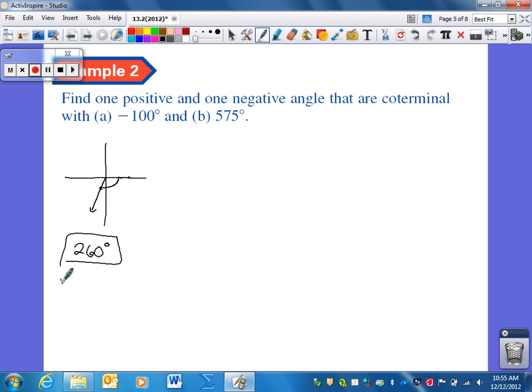So we have the positive one taken care of. But I want a negative coterminal angle. How many degrees do I have to go to here to get back to there? I got to do another 360 on top of that 100. So another negative would be a negative 460. And again, mathematically, all you're doing is 360 minus 100. That gives you 260. In our case, because we're rotating backwards, negative 100 minus 360. There's my negative 460. 575.